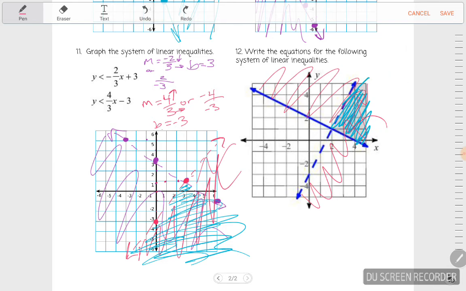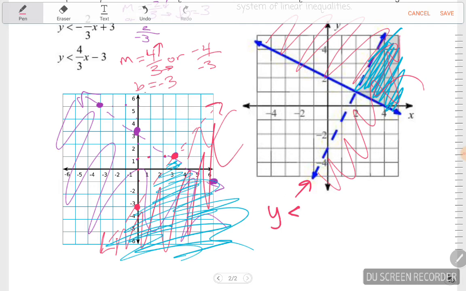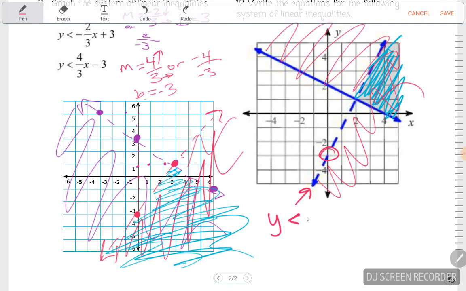Okay, so I want to find these two equations. This first line here is dashed, so I know it's either going to be less than or greater than. Okay, it's also shaded below, so in fact I know it's going to be less than. So I have y is less than. Then I look at the y-intercept, which is going to be here at negative 1, negative 2, negative 3. So my y-intercept is negative 3. There's always this x here, and then I need the slope to go here.